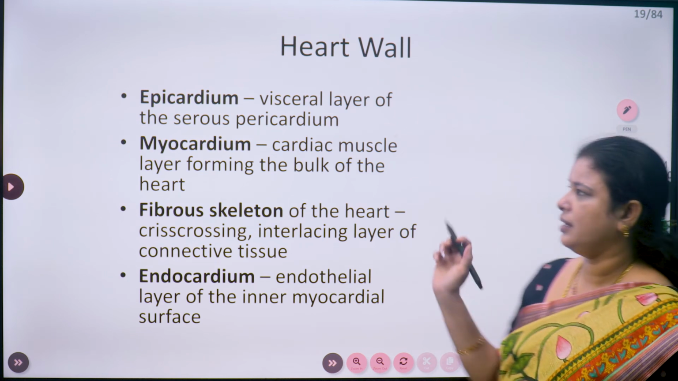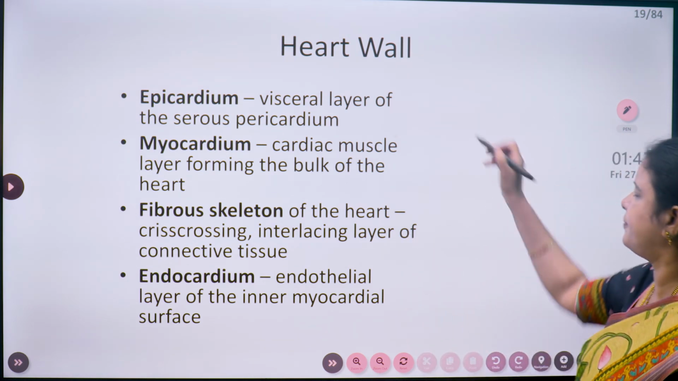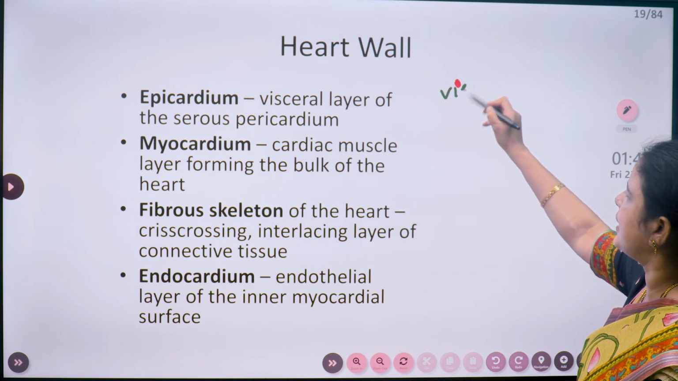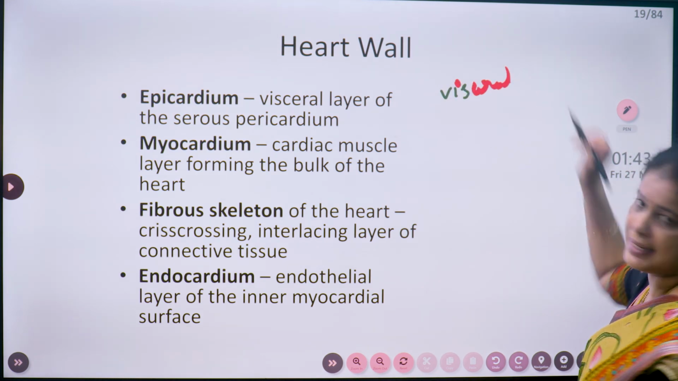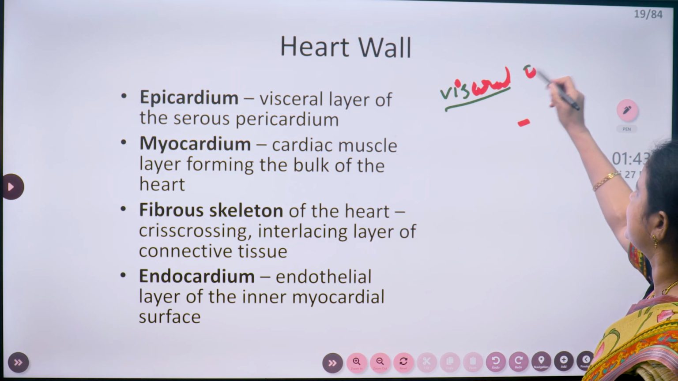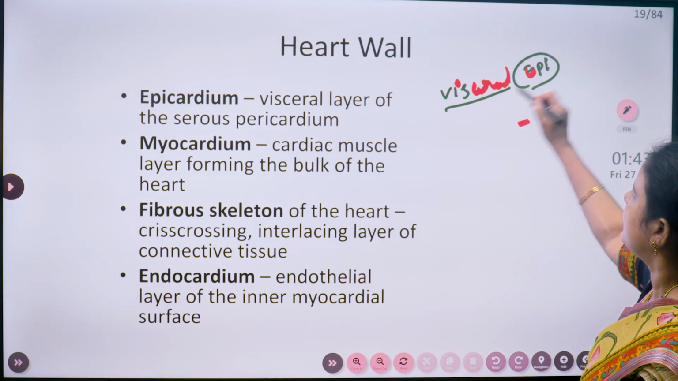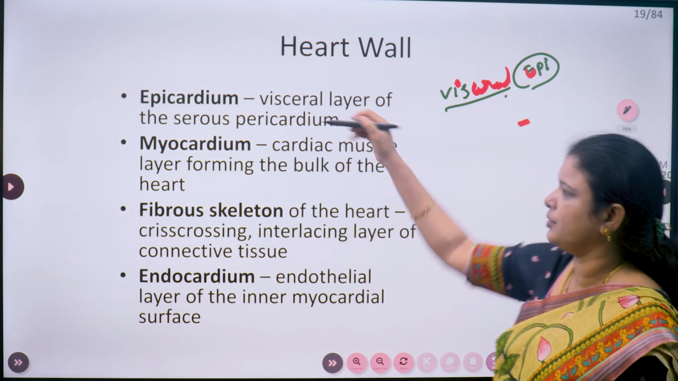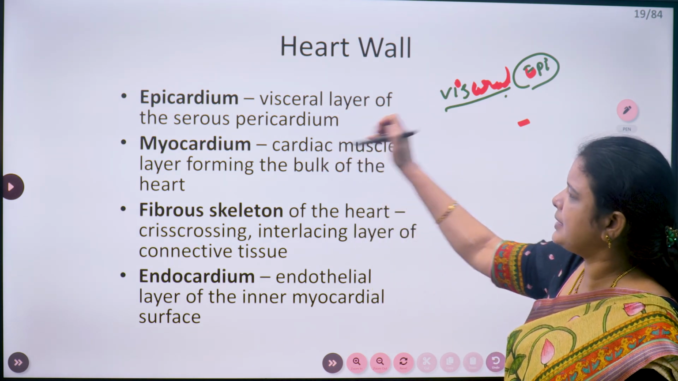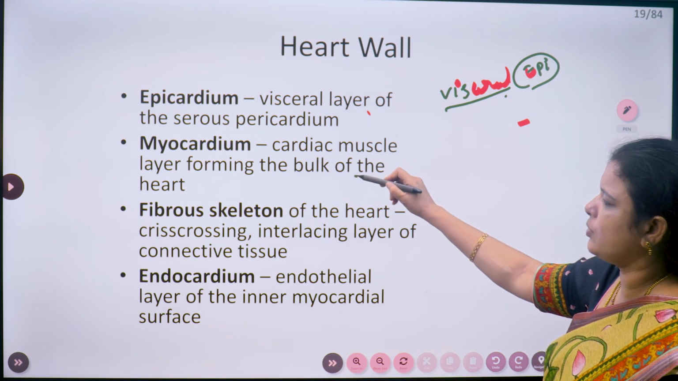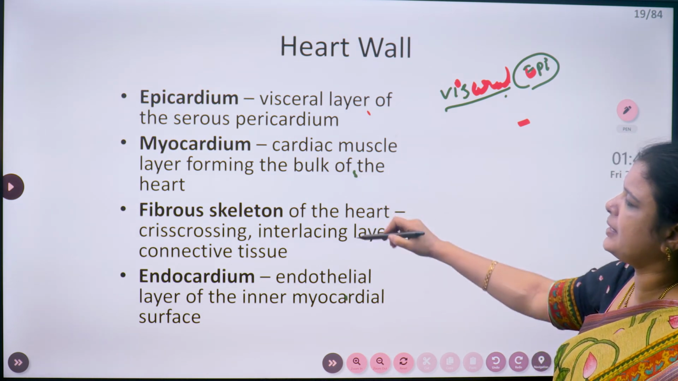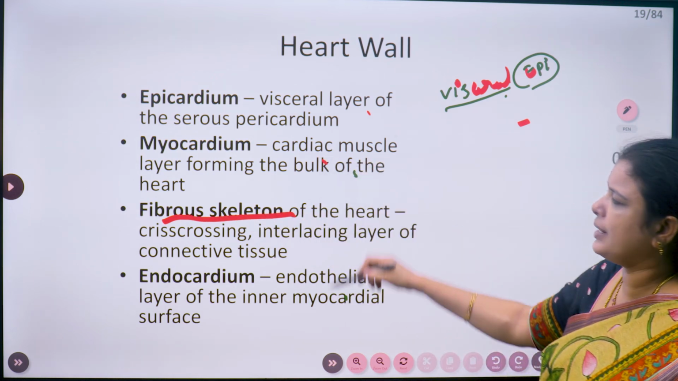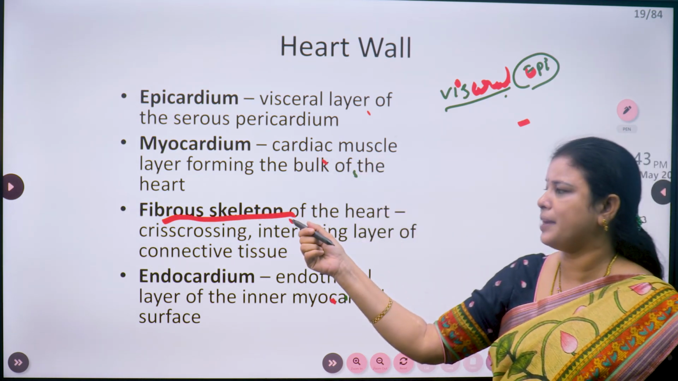Now the heart wall. The heart wall starts from the visceral layer of the pericardium. Visceral layer means epicardium. Epicardium is the visceral layer, then myocardium, endocardium. Between the myocardium and endocardium we have the fibrous skeleton.